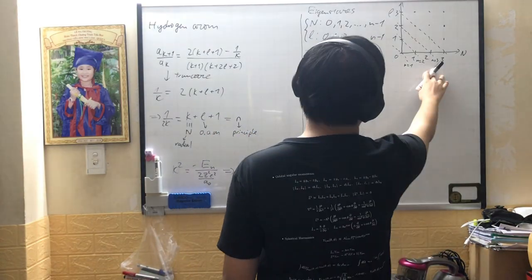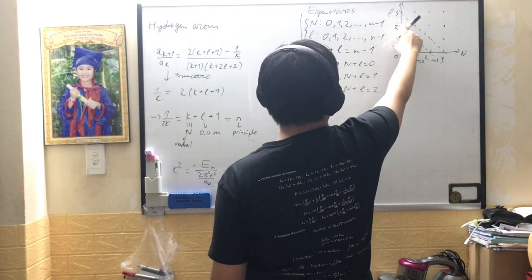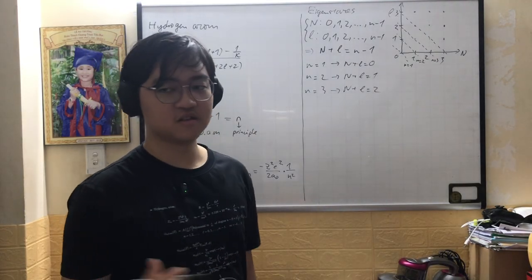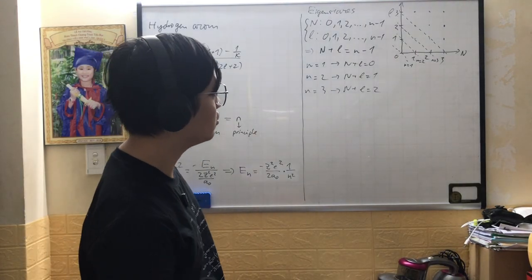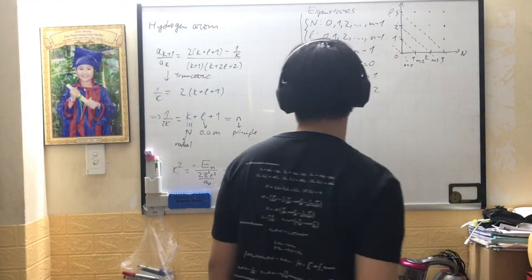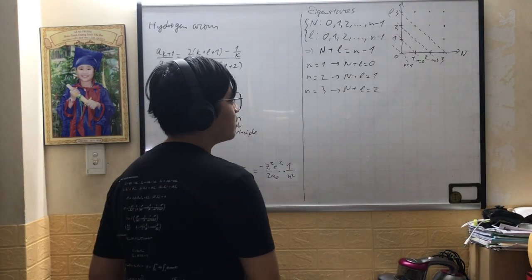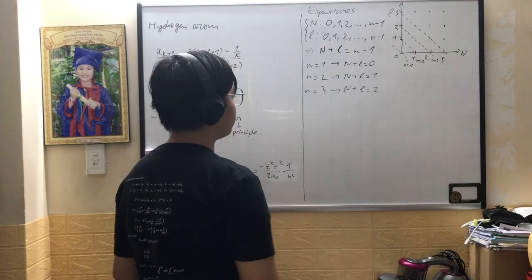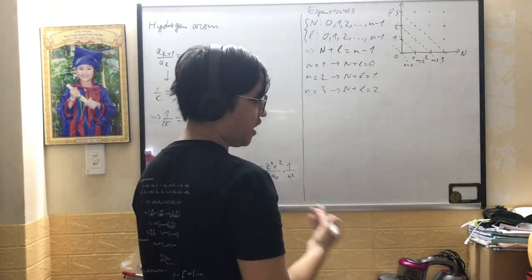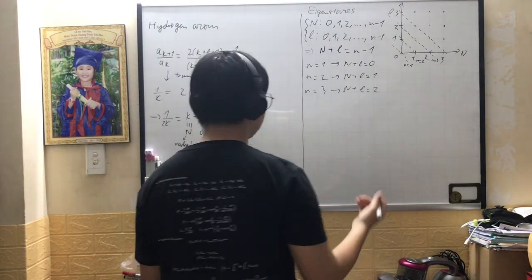And for n equals 3, we have 1 plus 3 plus... this is L equals 2, meaning your M is going to go from -2 to 2. That is 5 states. So 5 plus 3 plus 1 is 9 states. Okay, so you can kind of see the pattern here already.